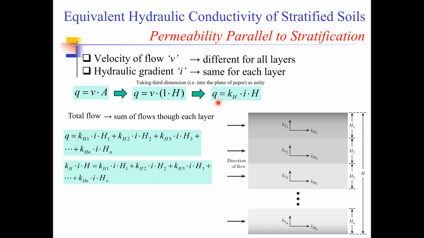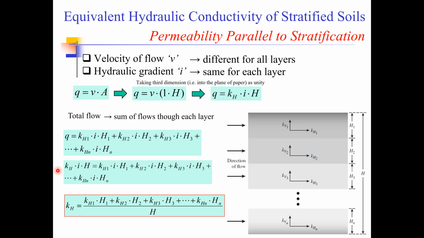We can further modify this equation as on the left side, we can replace Q with K_H i H for the overall strata. We get this, and we can rearrange the whole equation to get our final permeability in this form.